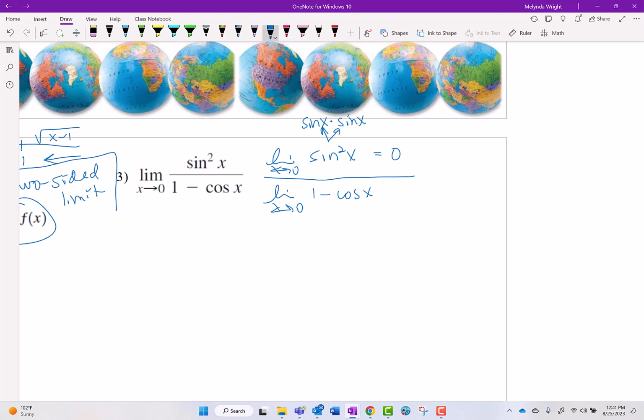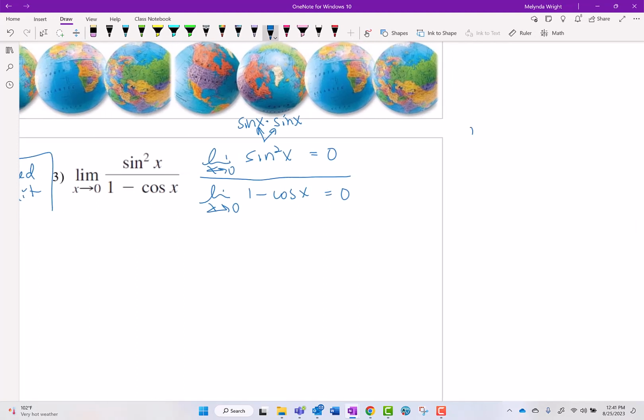For the denominator, plug in a 0 for cosine. Cosine of 0 is 1, so 1 minus 1 is 0. So this is one of those limits where we sub in and get 0 over 0 or infinity over infinity. And when we get that, it means keep going. Let's think about the things we talked about before.